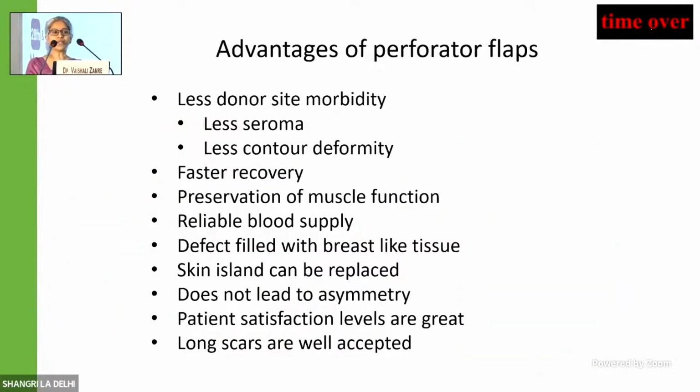To conclude, perforator flaps are very much here to stay in the oncoplastic breast surgeon's armamentarium. They have less donor site morbidity, less seroma, less contour deformity, and faster recovery. Because the muscle is not utilized, there is preservation of muscle function, and they have reliable blood supply. They can be filled with breast-like tissue, and a skin island can also be replaced. The most important thing is that it does not lead to asymmetry, so because of the use of perforator flaps, we do not need to do any contralateral symmetrization procedure.